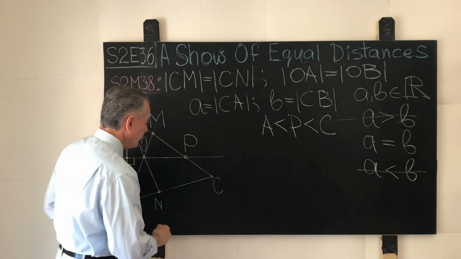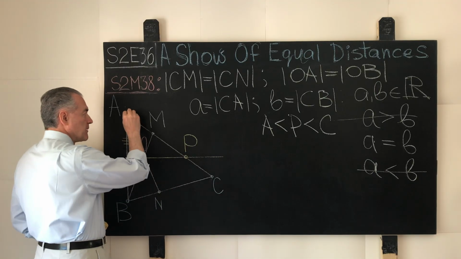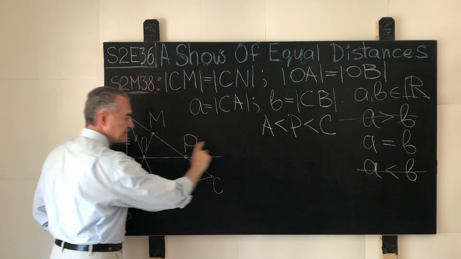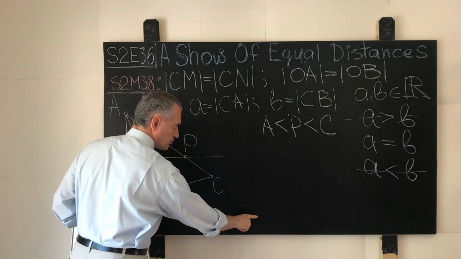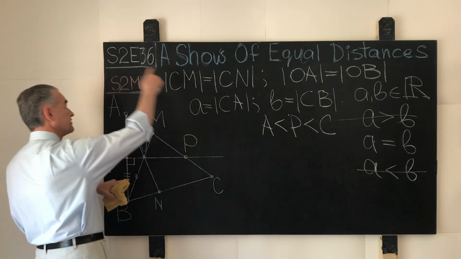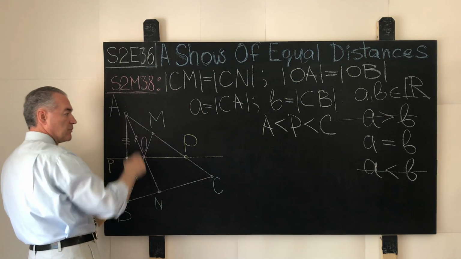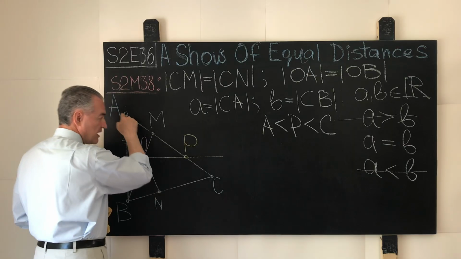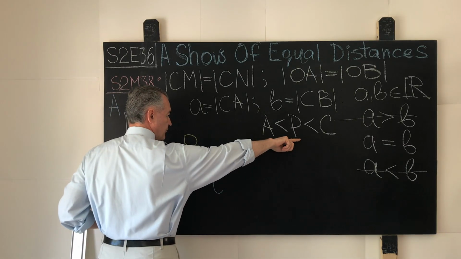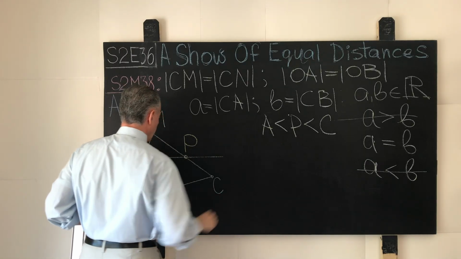The point P is located strictly between the points A and C, not outside this line segment, not outside the segment closer to the point C, and not outside the segment closer to the point A, but strictly inside the line segment CA. This is what we capture with this notation over here.